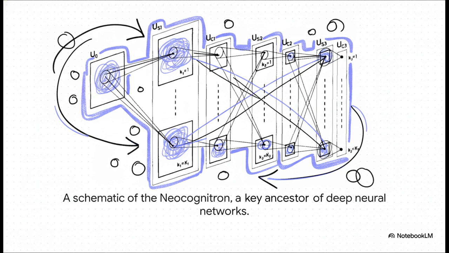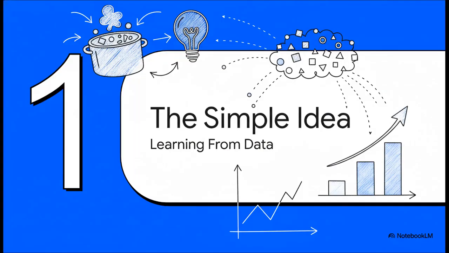And you can see the concept that really changed everything right here. A series of layers. Each one processes a little bit of information and then passes it on to the next. It's like an assembly line for perception, building up a more complex idea at every single step. So, let's get to the first and most important ingredient in our recipe.